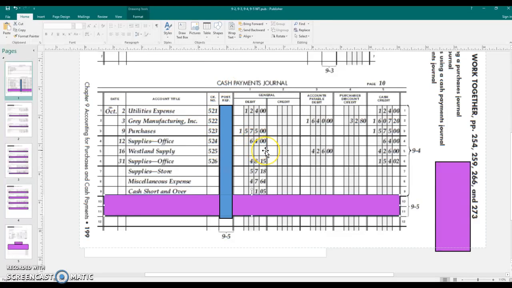Hopefully this will help out, and if not, I can go over it tomorrow when I get back to school to make sure you understand it. Okay, cash payments journal, different types of transaction. If it's an accounts payable account, use the vendor name. If it's general, you just use the account name for general ledger.